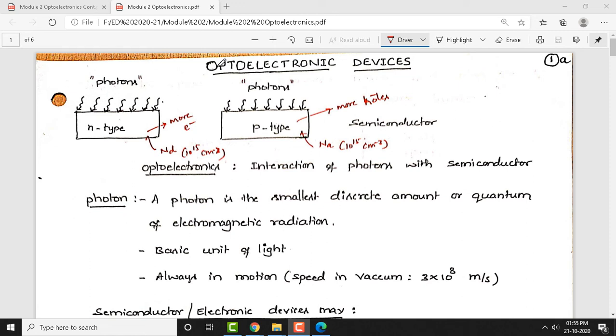Okay, last class we introduced optoelectronic devices. We have seen how photons interact with the semiconductor. Here we have a couple of examples. You can see here the N-type semiconductor.